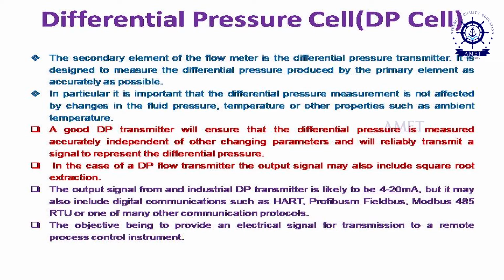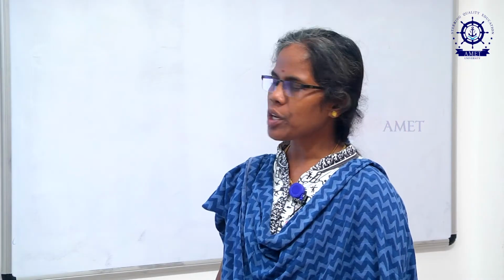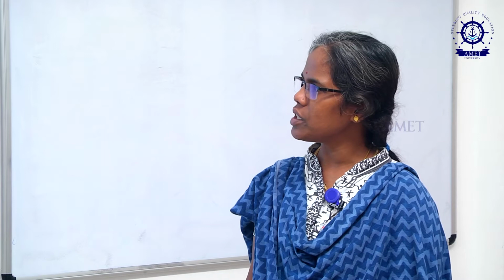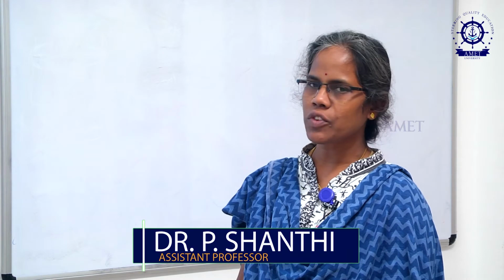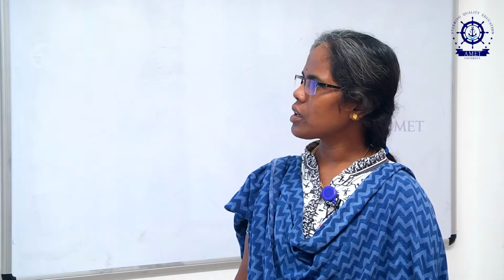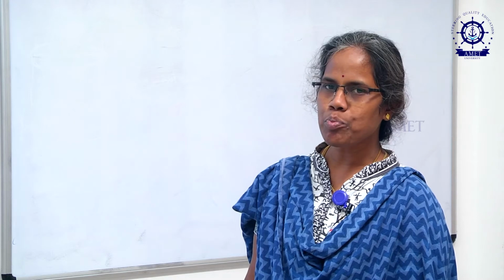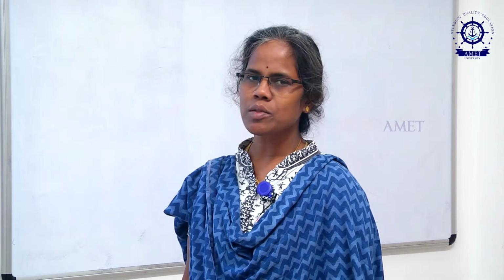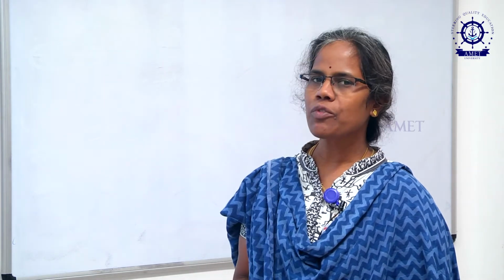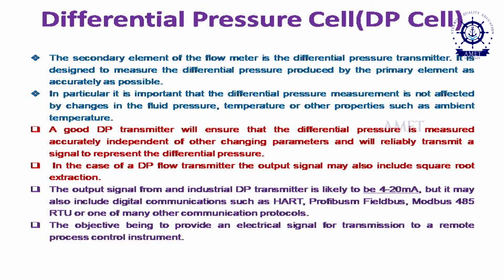The secondary element of the flow meter is the differential pressure transmitter. It is designed to measure the differential pressure produced by the primary element as accurately as possible. In particular, it is important that the differential pressure measurement is not affected by changes in fluid pressure or temperature or other properties such as ambient temperature. A good DP transmitter will ensure differential pressure is measured accurately, independent of other changing parameters, and will reliably transmit a signal to represent the differential pressure.